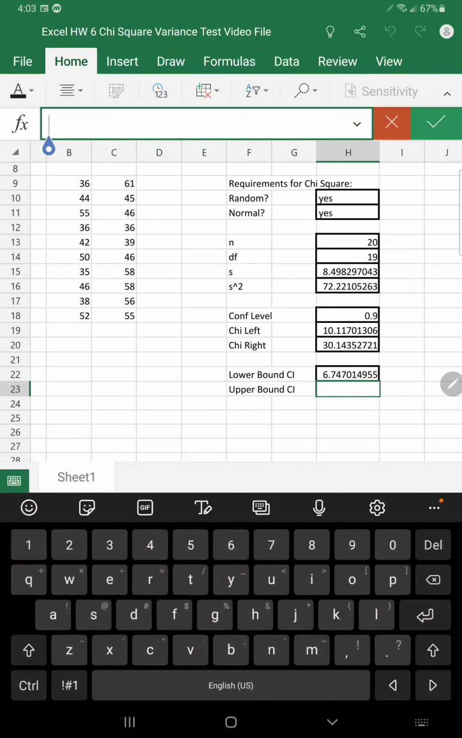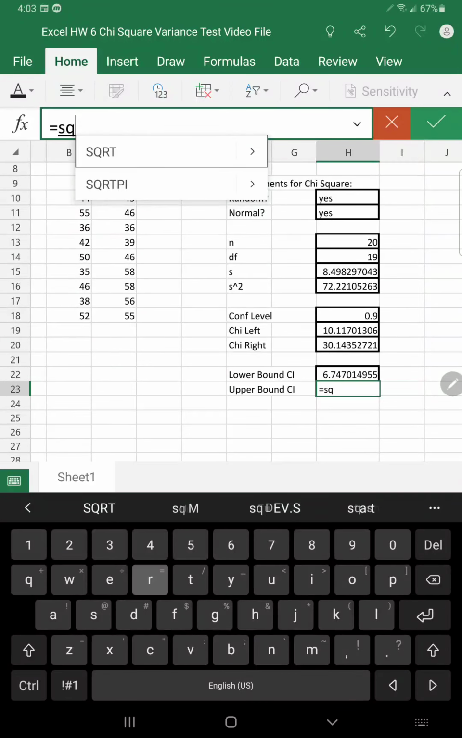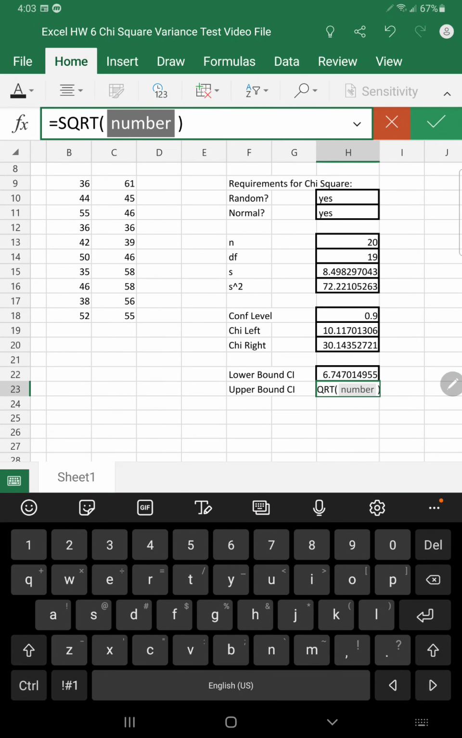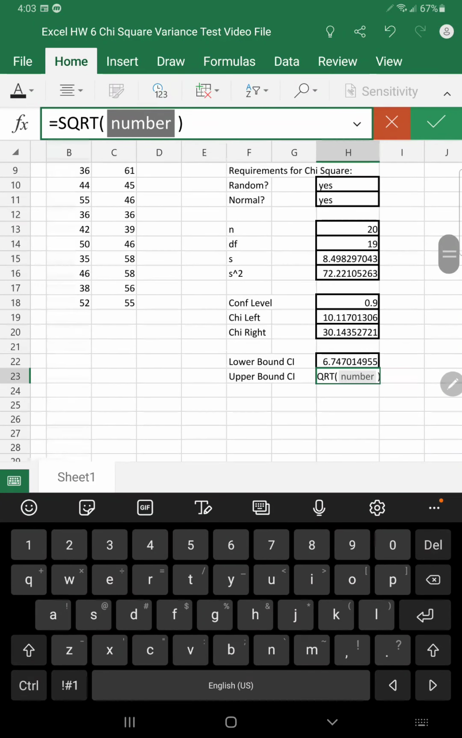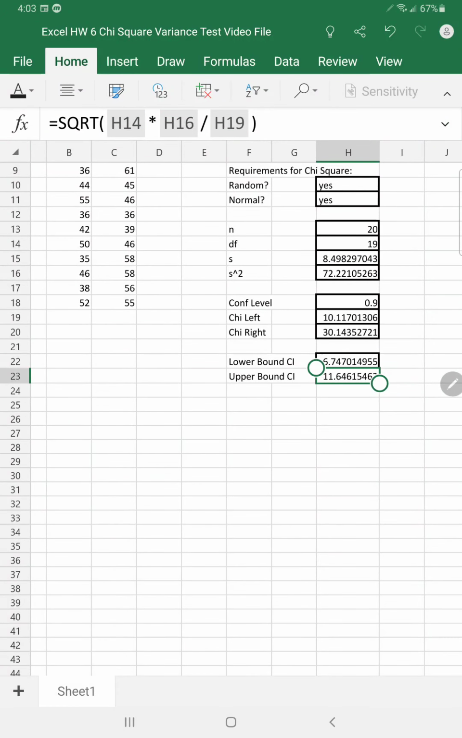Then we'll do the same thing for the upper bound. That will be equal to, we'll use the square root function. You'll take the degrees of freedom, and then we're going to multiply that by the sample standard deviation squared, and then divide that by the left-hand chi-square value. Click OK. All right, and that's everything that we need to know.